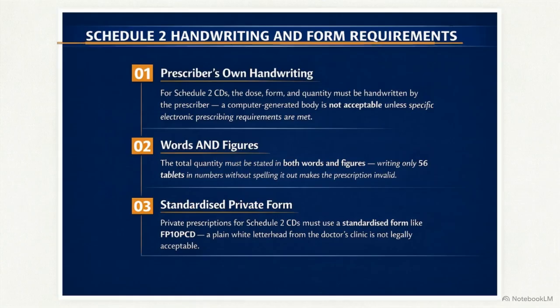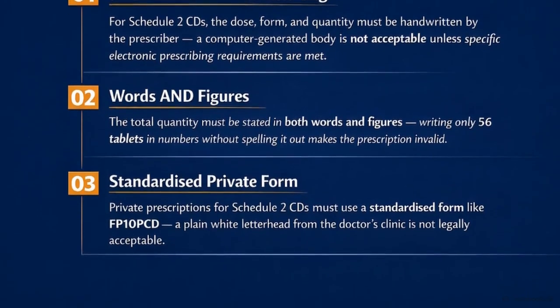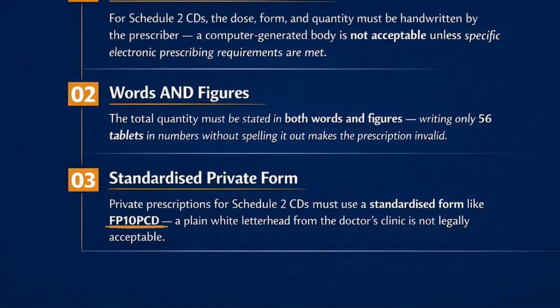This list outlines the handwriting and form standards. For Schedule 2 drugs like oxycodone, the total quantity must be written in both words and figures. A plain clinic letterhead is not accepted. Private prescriptions must use a standardized form, like the FP10 PCD.